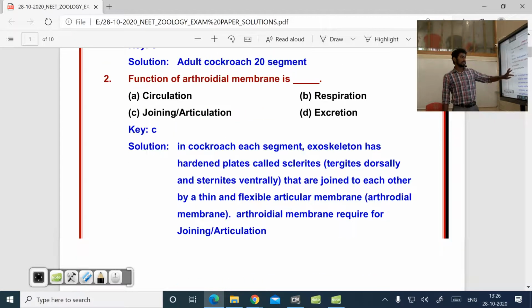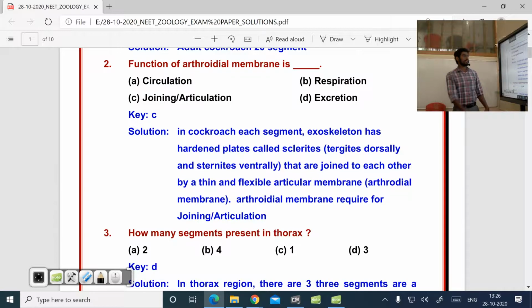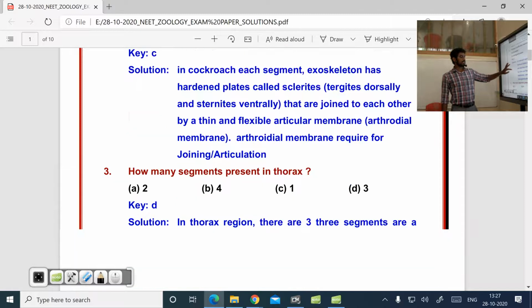Now I can see the solution is given here, students. In cockroach, each segment's exoskeleton has hardened plates called sclerites, the tergites dorsally and the sternites ventrally, that are joined to each other by a thin flexible articular membrane, the arthrodial membrane. Arthrodial membrane is for joining and articulation. So this line you can observe in NCERT. So this is about the NCERT question.